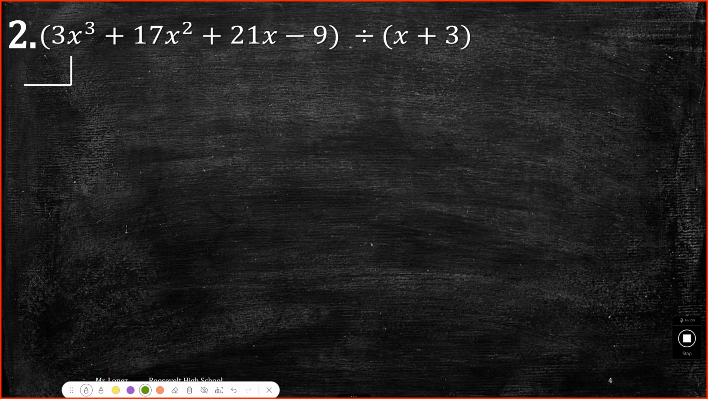What goes in the box? Negative 3. The numbers that go after negative 3 are going to be 3, 17, 21, negative 9. And we drop the first number to the bottom of the line, the baseline. The 3 goes to the bottom. And then we start with that iteration.